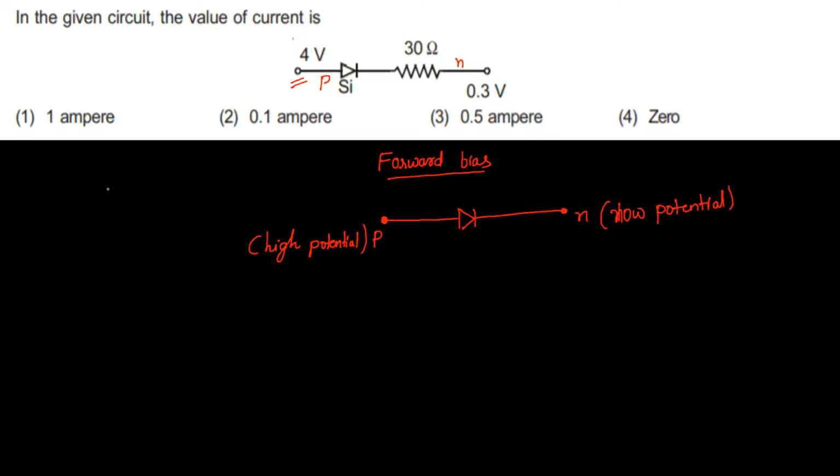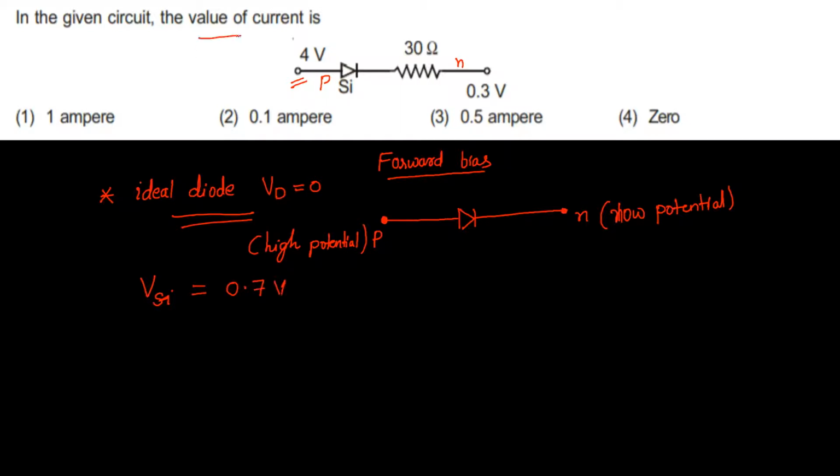The next important thing here is, he has not mentioned the voltage of silicon, but we have to consider, here he has not mentioned ideal diode. If he had mentioned the ideal diode, then we would have considered the voltage across the diode as 0. But here he has mentioned silicon. How much is the voltage across the silicon diode? It will be 0.7 volts.